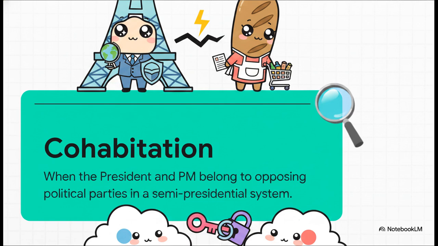It's basically the ultimate political awkward roommate scenario. The president handles foreign affairs and defense, what they call the reserve domain, while the opposing prime minister basically runs all domestic policy. It is an incredible constitutional balancing act.